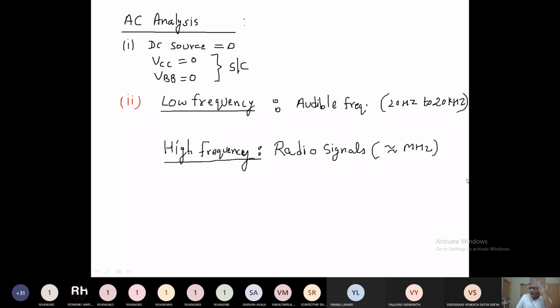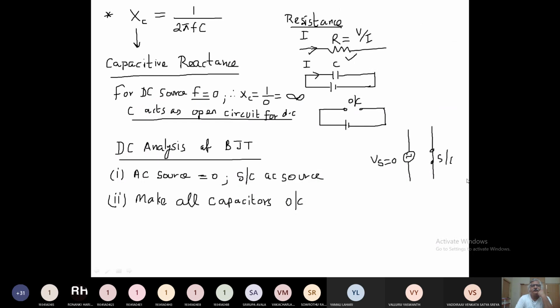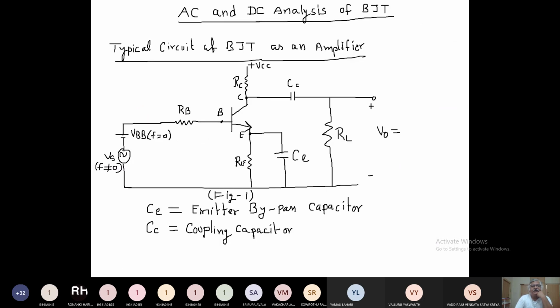Okay, so yesterday we were discussing the AC and DC analysis of BJT, and in that discussion I have drawn this figure number 1, which is a typical figure of a BJT as an amplifier. Here we have the DC sources and AC sources both in the circuit diagram, as well as the load resistor, coupling capacitor and emitter bypass capacitor, CC and CE.